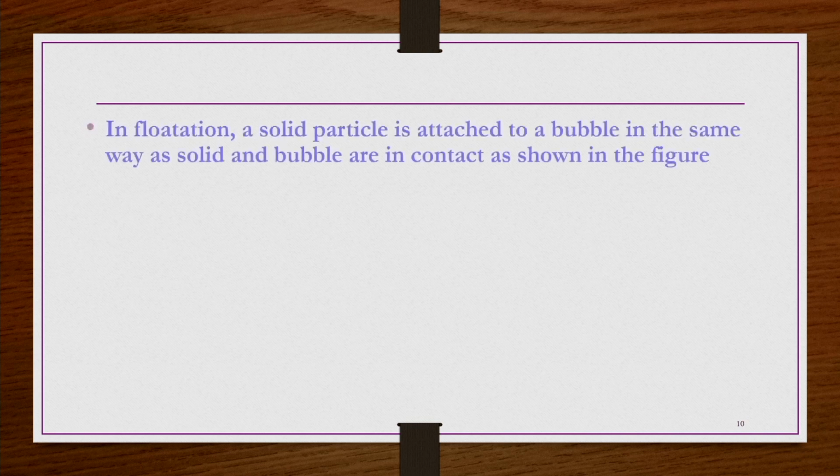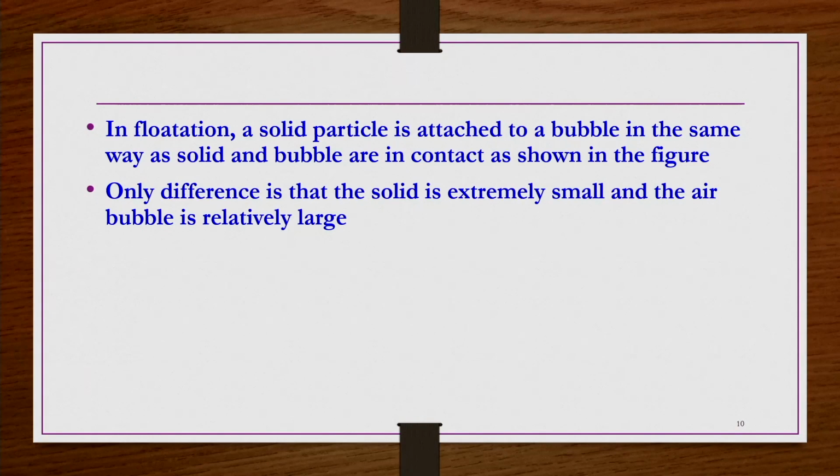So, this is how we do the contact angle measurements. In flotation, a solid particle is attached to a bubble in the same way as solid and bubble are in contact as shown in the picture. The only difference is that the solid is extremely small and the air bubble is relatively large. That is what happens compared to the previous experiment that we have seen.